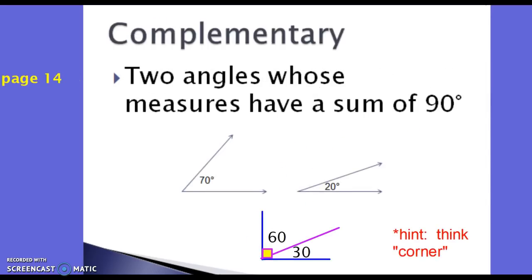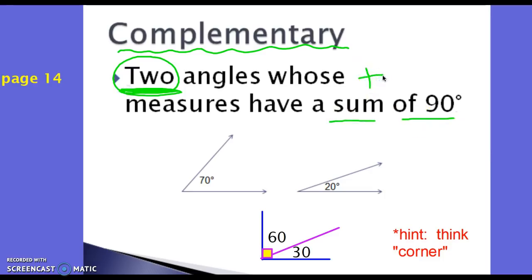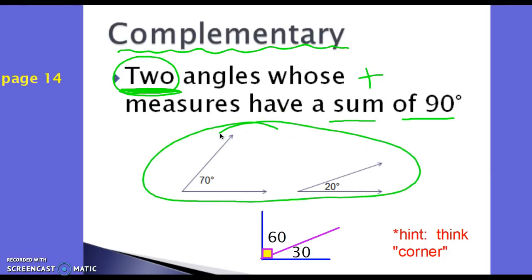All right, one of our main topics we're going to talk about is complementary angles. If you haven't heard of complementary angles before, you need to commit this to memory. Complementary angles are, first of all, 2 angles, it has to be 2, that have a sum of 90, and sum means when you add them, you get 90. So here's an example of complementary angles. 70 plus 20 gives you 90, so we say those are complementary.